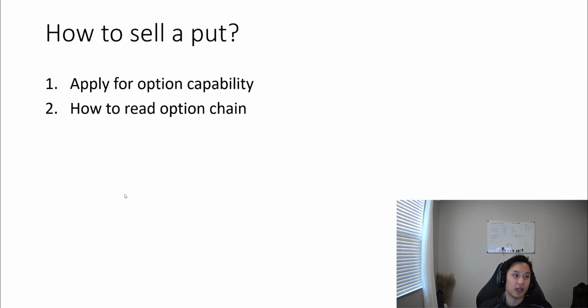So I'm going to go over how to sell a put, just physically, right? Number one, I think most people don't have this or have never done it. You want to apply for the options capability on your brokerage. I did it on Fidelity. It was very easy. You click a couple buttons. And then number two is how to read an option chain. I think it's helpful if we go over this, because I had some friends ask me about it and they're just like, I'm confused on what's going on.